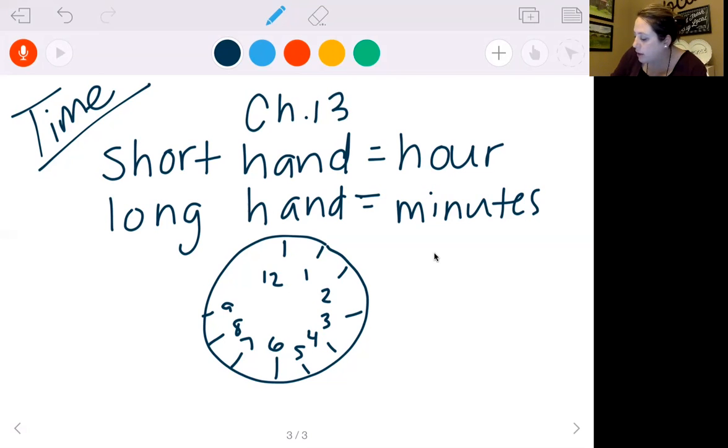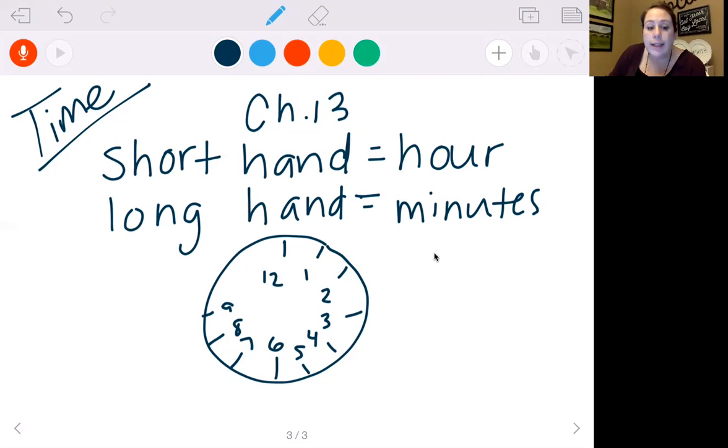When you're counting minutes, you count by 5s. So the 1 actually equals 5. The 2 equals 10. The 3 equals 15. And all those are minutes. The 4 is 20 minutes. The 5 is 25 minutes. The 6 is 30 minutes. The 7 is 35 minutes. 8 is 40 minutes. 9 is 45 minutes. 10 is 50 minutes. 11 is 55. And when you get to 12, it's a new hour, okay?